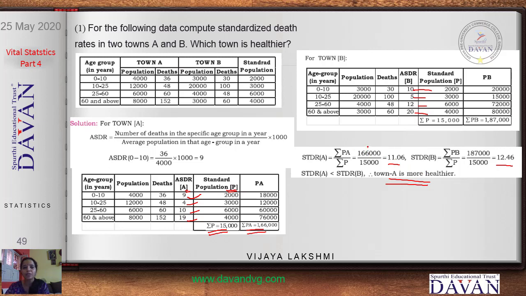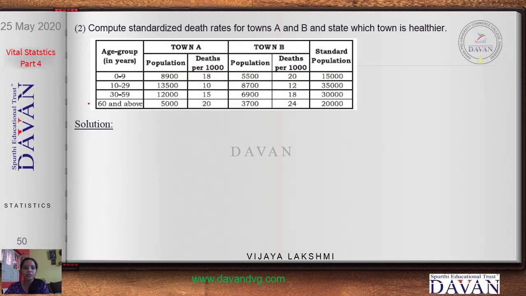I'm again repeating, do not compare your previously learned formulas and concepts with the one which you are learning now. It will lead to confusion. Analyze and read everything separately, independently. Now, look into the next problem. Compute standardized death rates for town A and B and state which town is healthier.